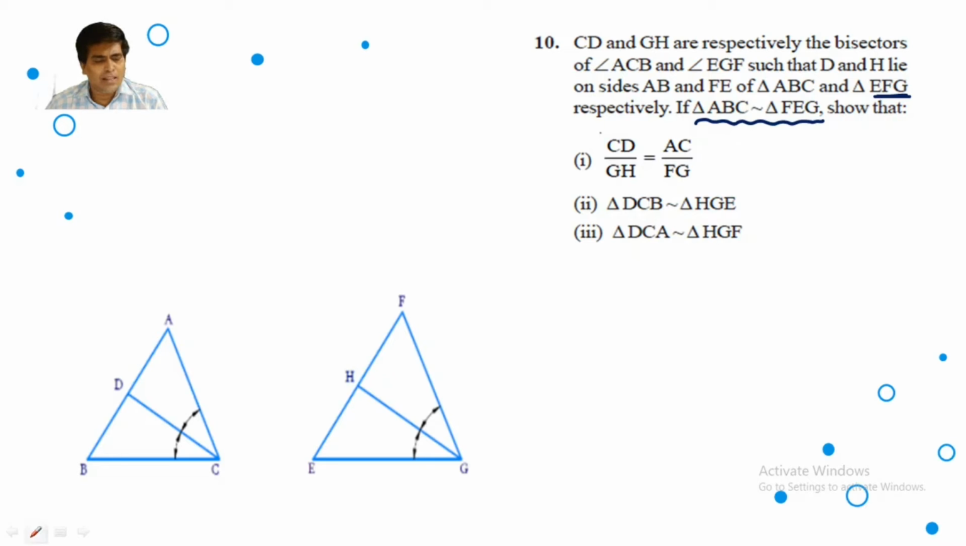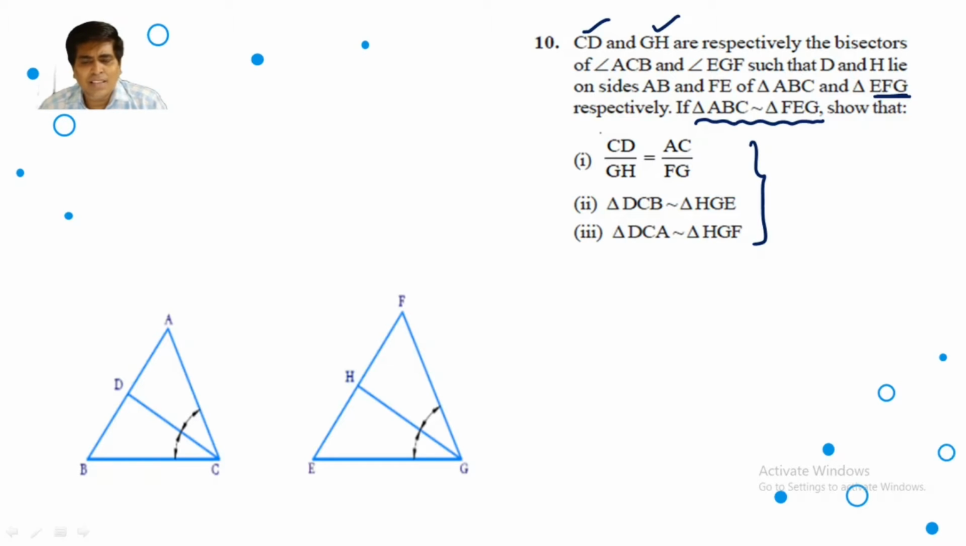In these two triangles, CD is an angle bisector at C. GH is also an angle bisector at G. So this is the information given in the statement. Now, what do we have to prove? All these three relations we have to prove. So CD by GH is equal to AC by FG, and these two triangles are similar, these two triangles are similar. So how to prove this question?